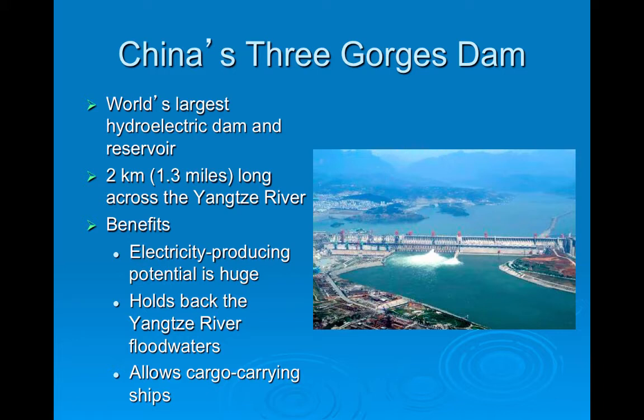It holds back the Yangtze River so there's no flooding downstream, and then it allows cargo-carrying ships to go through because it builds up the height of the water so that ships can make it down at least this far in the river.